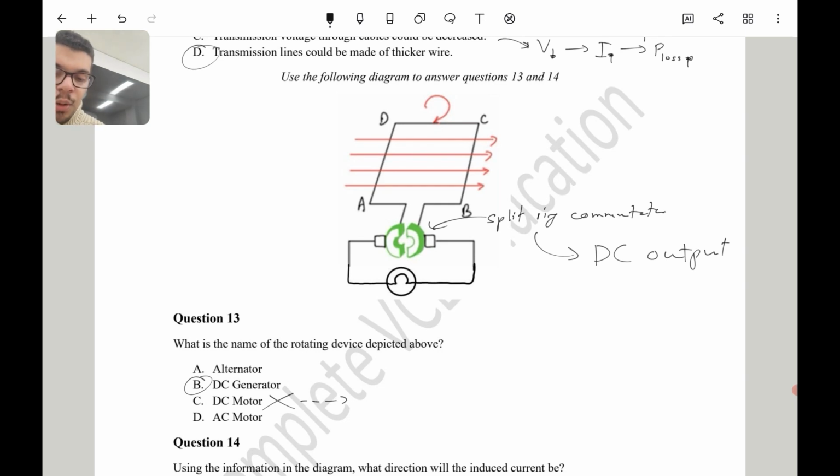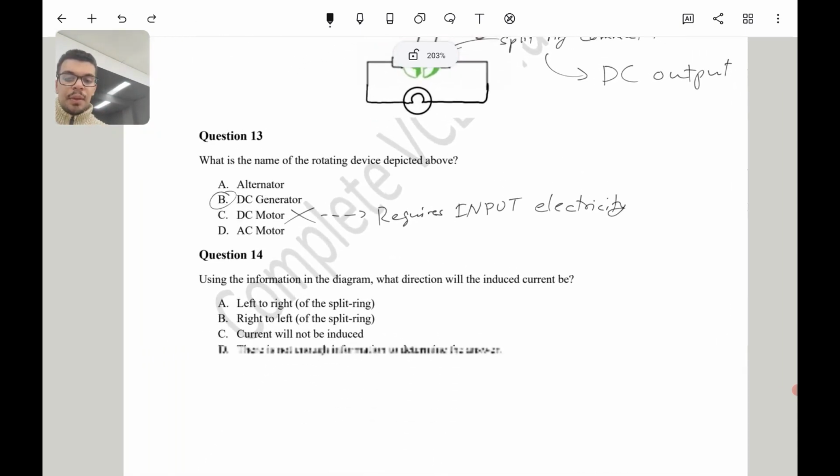The reason it's not a motor is because a motor requires input electricity. You must be giving electricity to a motor for it to work. You can't be getting electricity out of it. Can you guys notice how we have a load, we have a light globe that's going to be consuming electricity in the circuit? We don't have a battery. If the light globe was replaced by a battery, then this would be a DC motor setup.